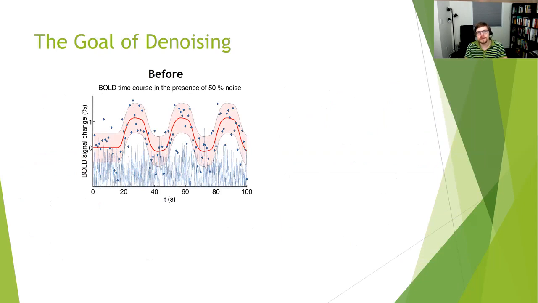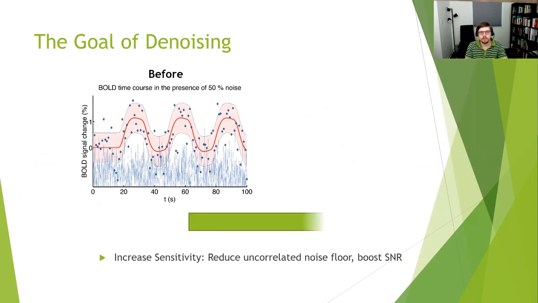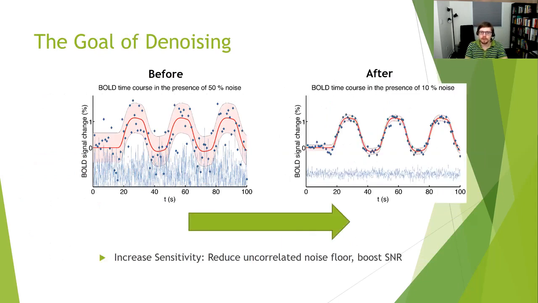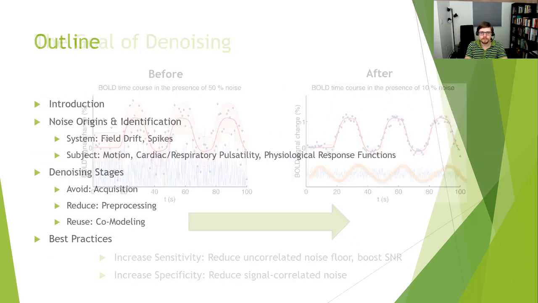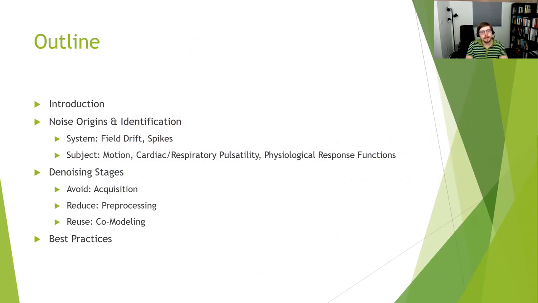The goal of denoising can therefore be defined as trying to improve the sensitivity of your fMRI analysis by reducing the uncorrelated noise floor and boosting SNR. But there are also fluctuations that are correlated with your effect of interest. And a second goal of denoising is therefore to increase specificity by reducing any signal-correlated noise. In the remainder of this talk, I'm going to give an overview on identifying noise and explaining noise origins for fMRI, and then go through different stages of denoising that will help you reduce noise in your time series. And I will conclude with some best practices.